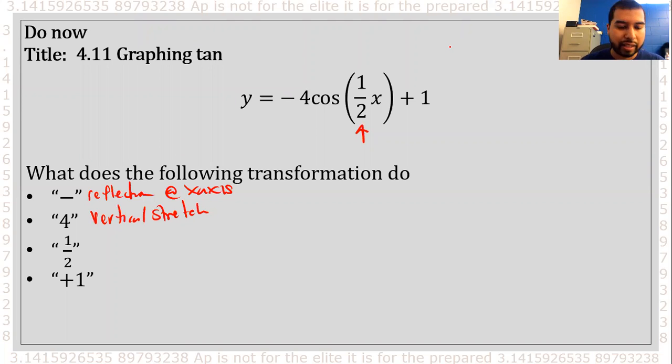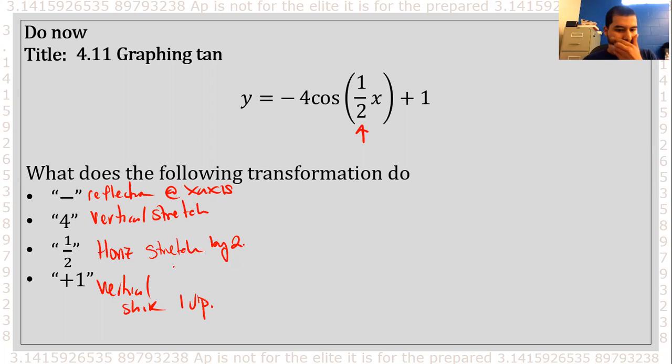So keep in mind, this tends to lie to you, because if I think about 1/2, I'm thinking the horizontal is going to get smaller, but in reality it was a stretch by a factor of 2. Remember, it is a reciprocal, the opposite of what we think. Okay, the +1 is a vertical shift, 1 up. So we have all of that right here.